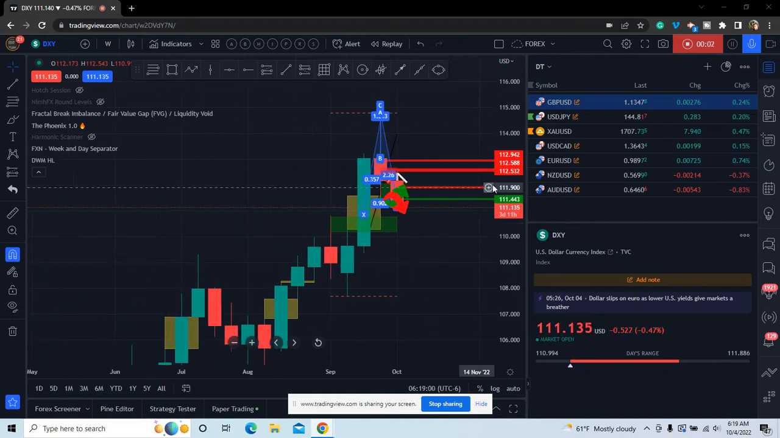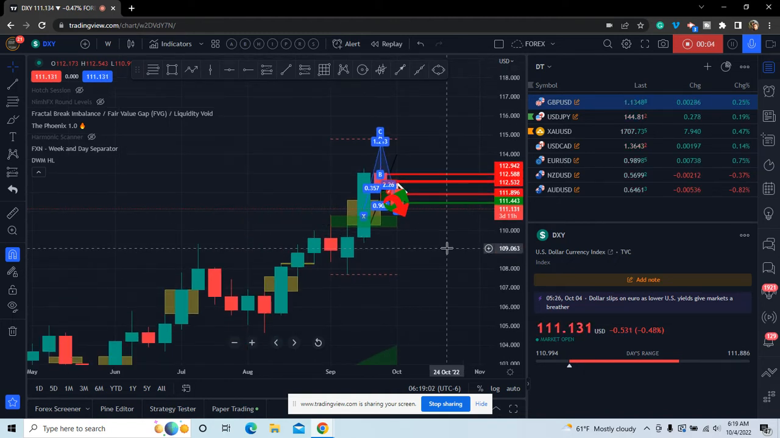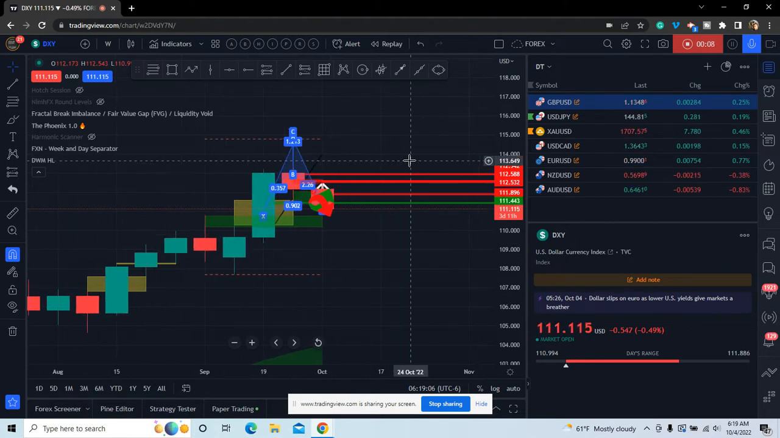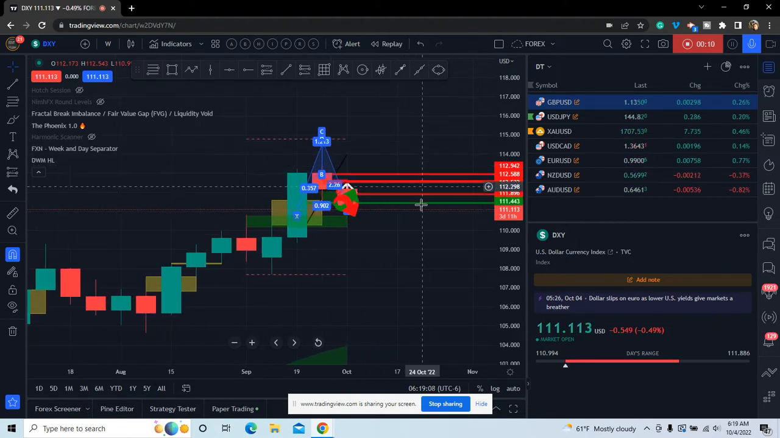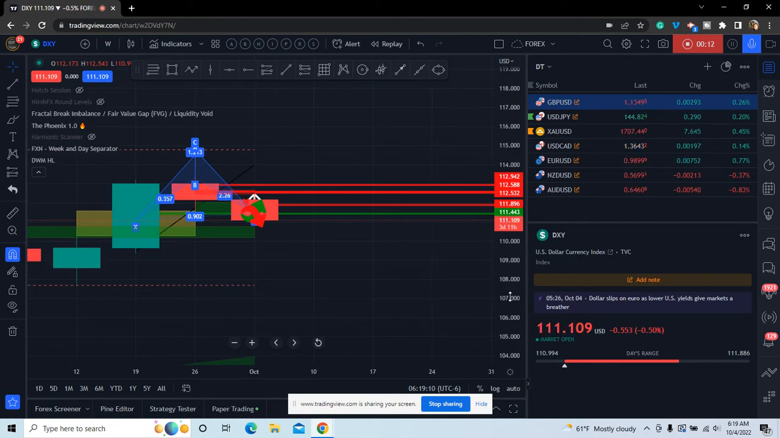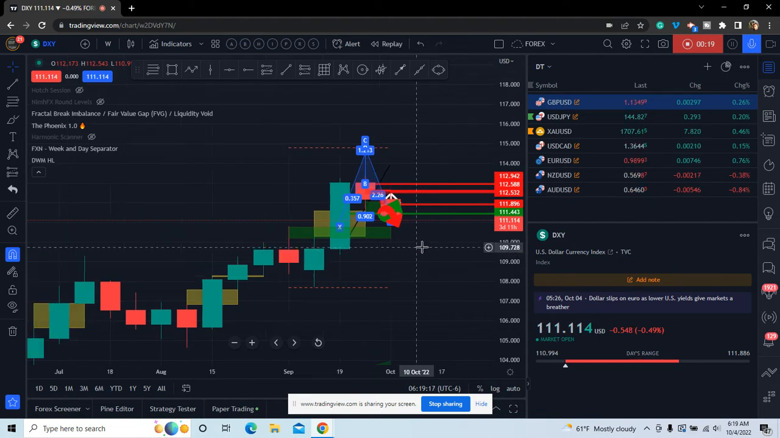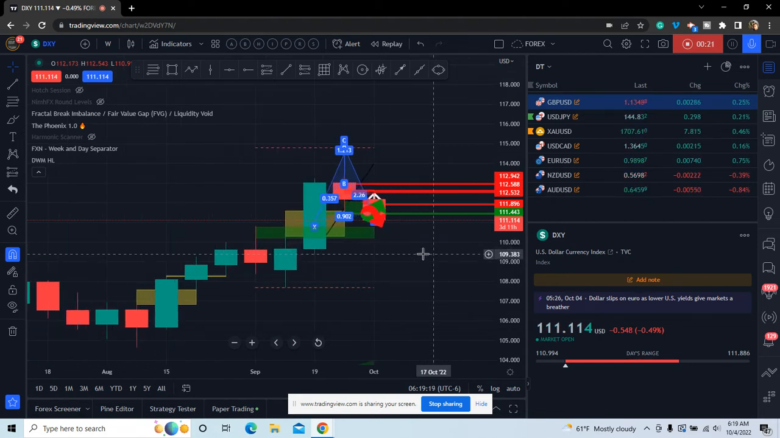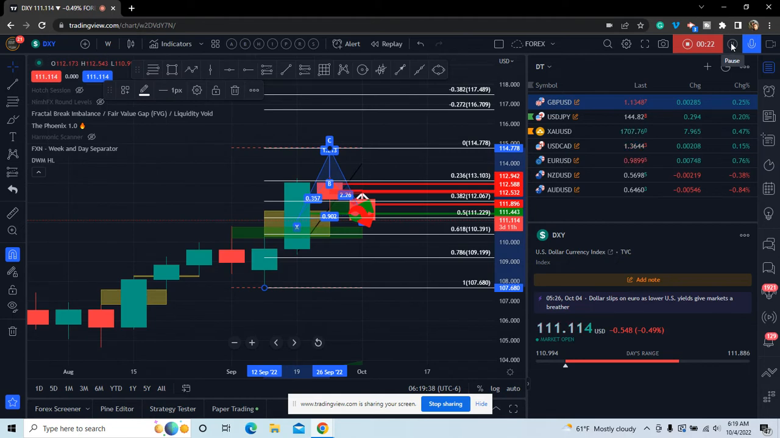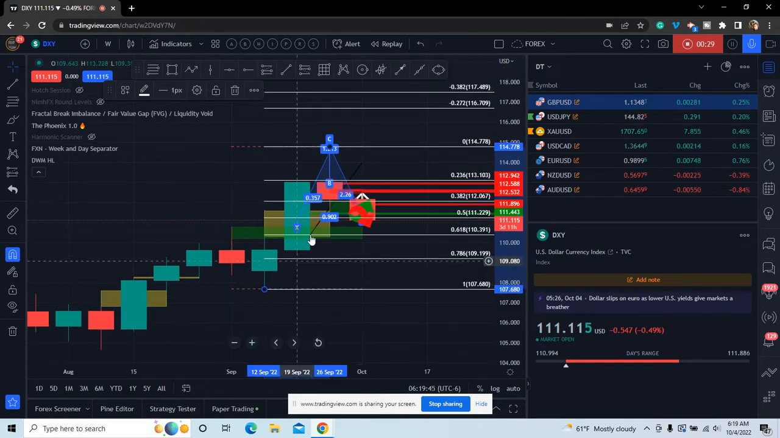Okay, so pre-US market analysis. The US dollar has been melting to the downside, and the question is, at this point, has it come down far enough? Only time will tell, but it's already made a 50% weekly retracement.